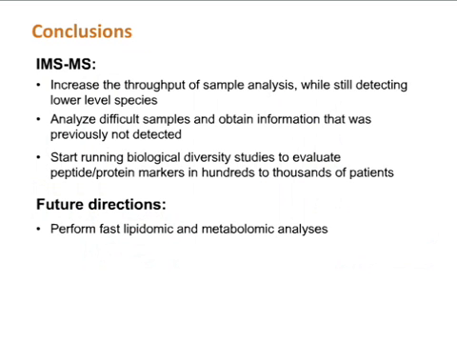So in conclusion, with IMS, we were able to increase our throughput of sample analyses in our biodiversity studies. Then we're able to analyze difficult samples and obtain more information. And finally, we're able to start running really, really big biological diversity studies. But so far, the bioinformatics have been a little bit difficult to interpret. So hopefully we'll have more results for that in the future. And right now, our current direction is doing fast lipidomic and metabolomic analyses.